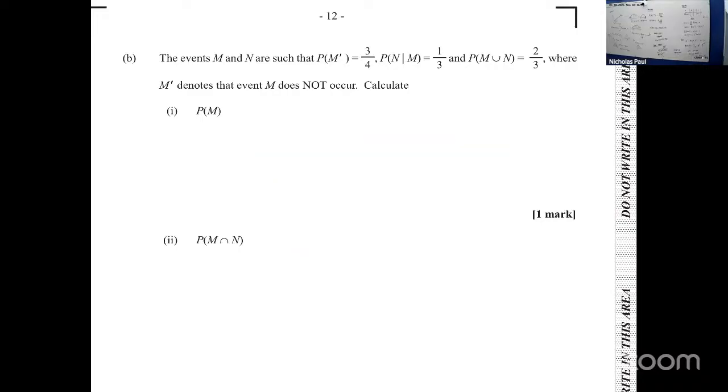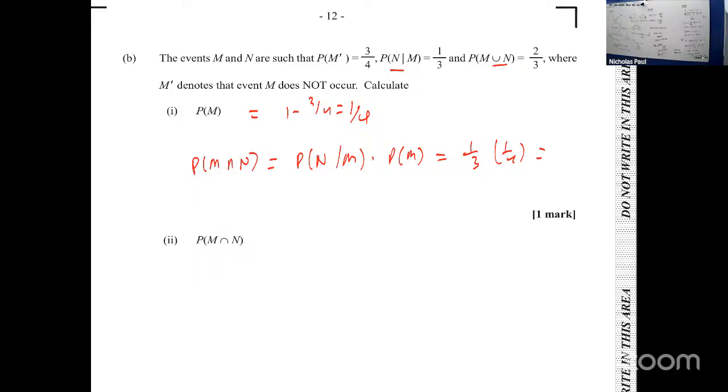Part B now, something different. They gave you all these values, so these are much easier. They gave you that M does not occur, right? Calculate the probability of M. We know that will simply be 1 minus 3/4, which is 1/4. Then they want the probability of M and N. They give us the conditional, so we can use the probability of N given M times the probability of M. N given M is 1/3, M is 1/4, so that's 1/12. That's okay.